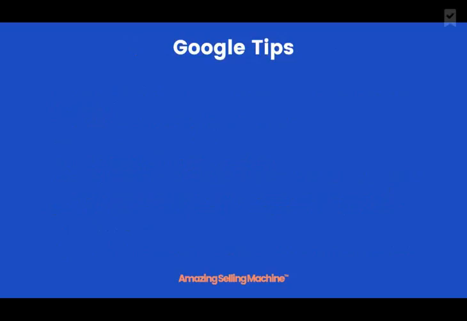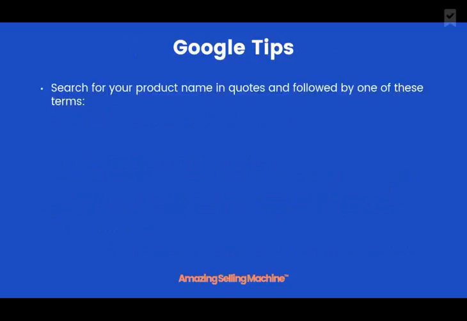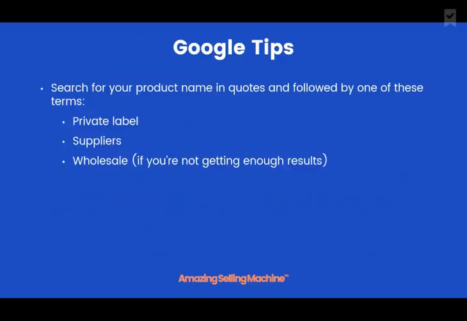So here are a few tips you can use when using Google to search for suppliers. First, you want to put your product name in quotes. That's called an exact match to make sure you're only pulling up that product. And then you want to follow it by one of these 3 terms: private label, suppliers, or wholesale. Now, I would only do wholesale if you aren't getting enough matches using private label or suppliers, because we're not trying to find wholesalers. However, sometimes if you can't find enough real private label suppliers, wholesalers might be willing to private label for you. So we'll use that as a fallback in case we can't find enough.